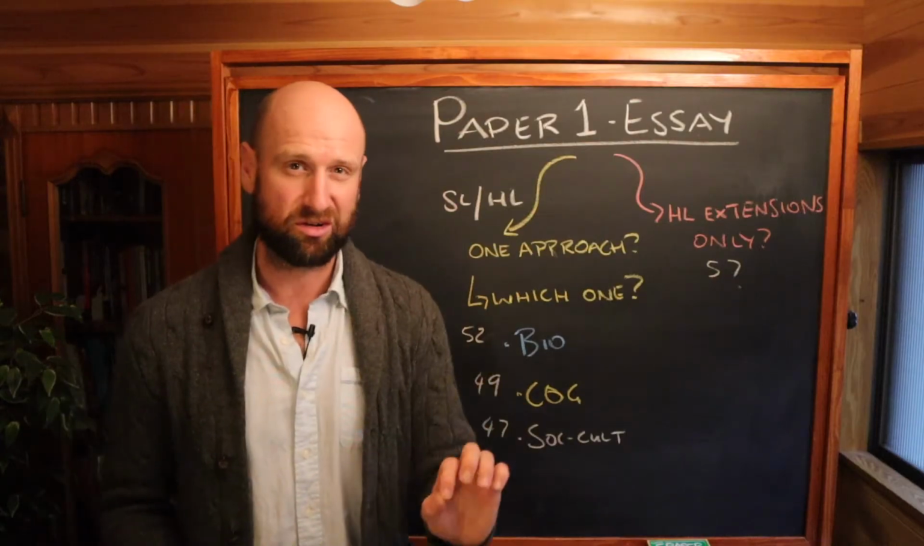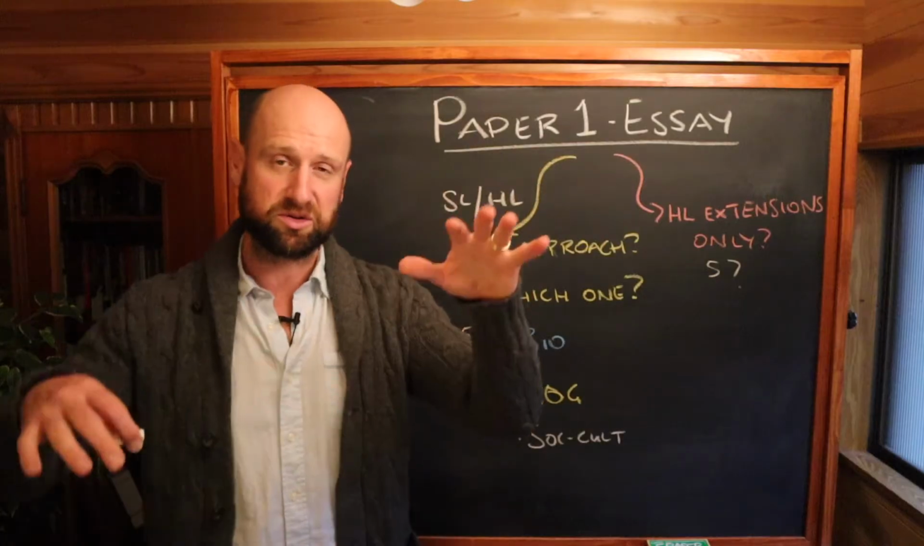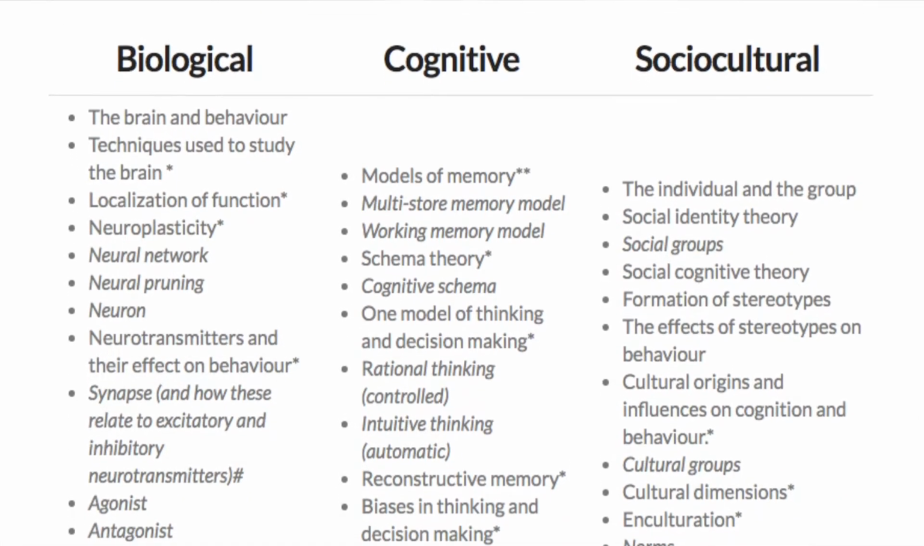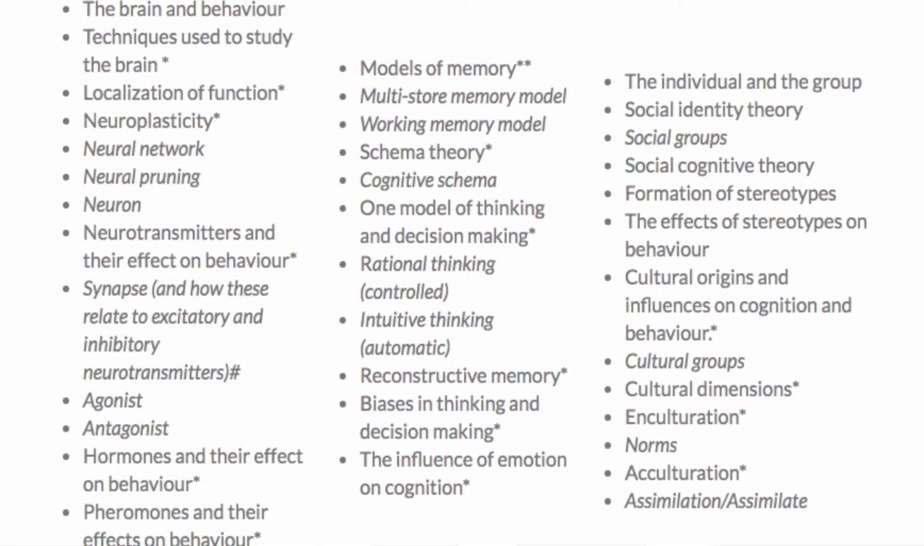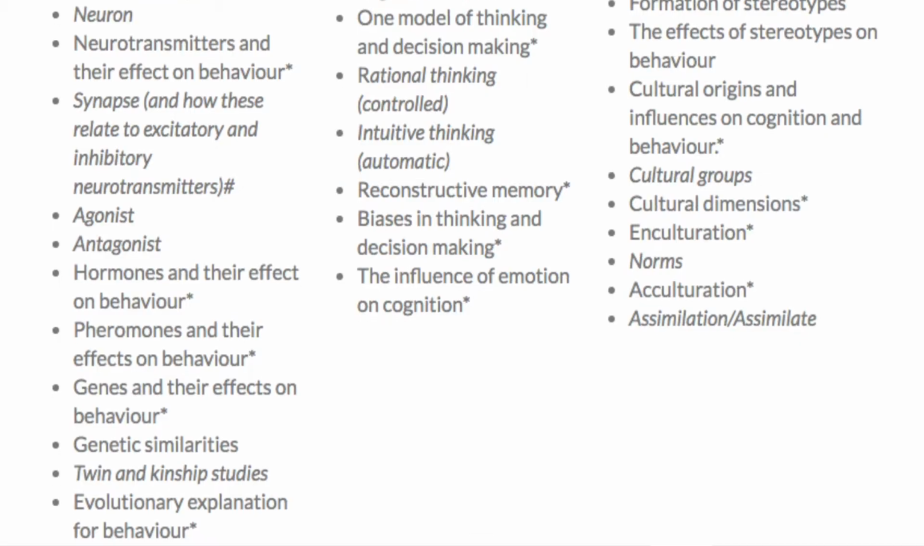Biological approach, there's a lot of content. There's a lot of key terms. It's very lopsided. The IB psychology course is very lopsided to the biological approach, especially since they added most of those additional terms, agonist, antagonist, excitatory, inhibitory synapses, neural networks. They added that to the bio approach.